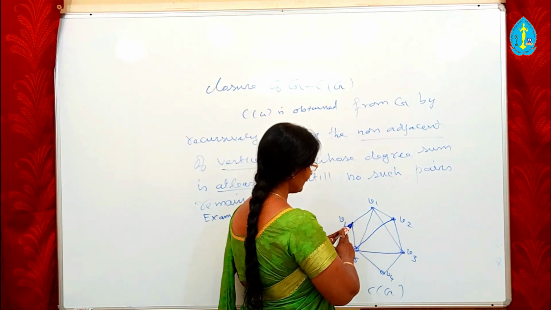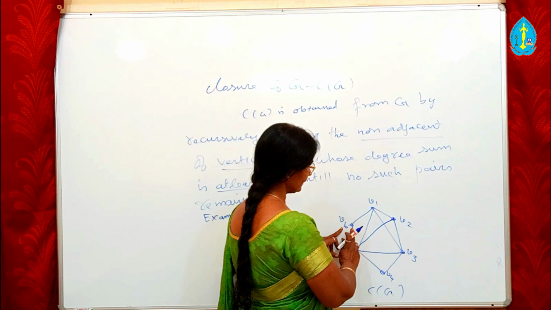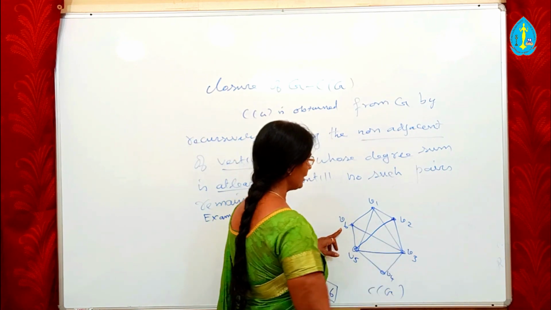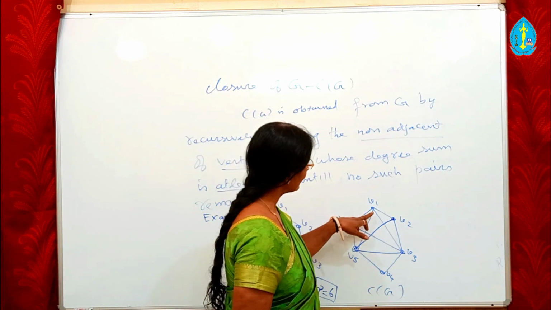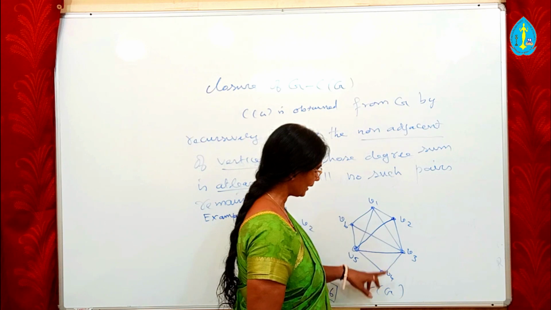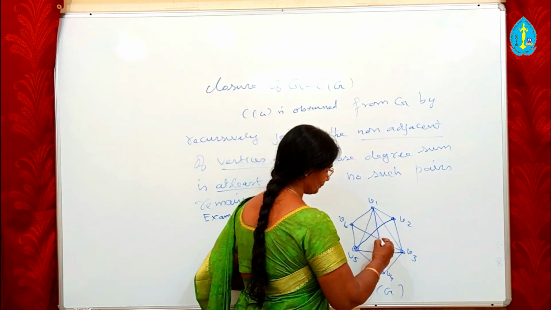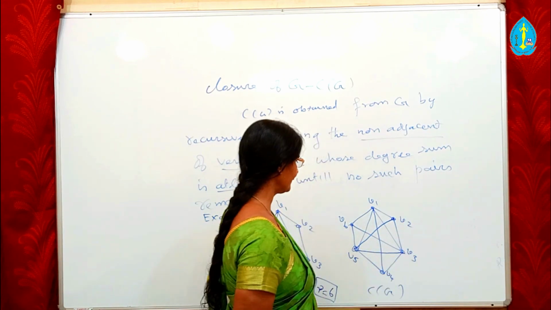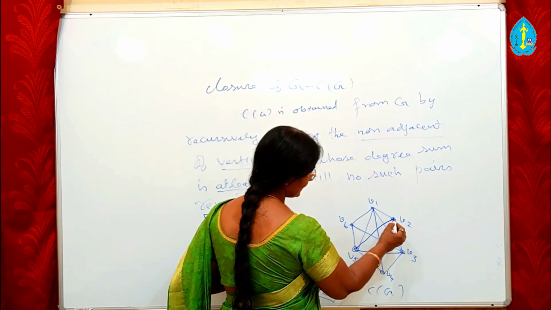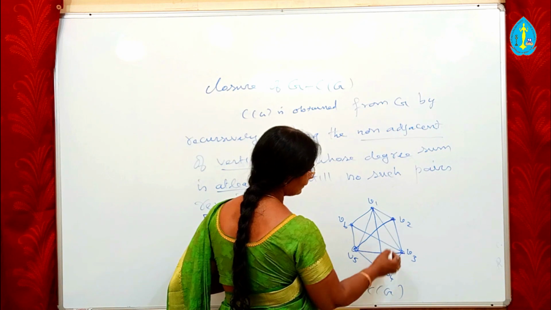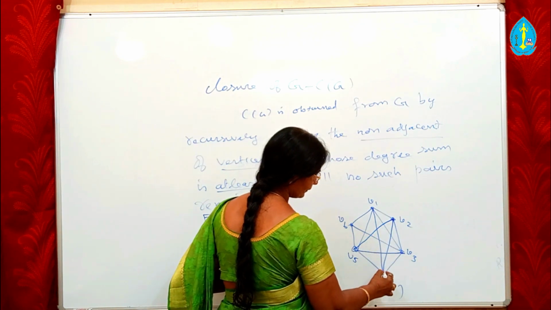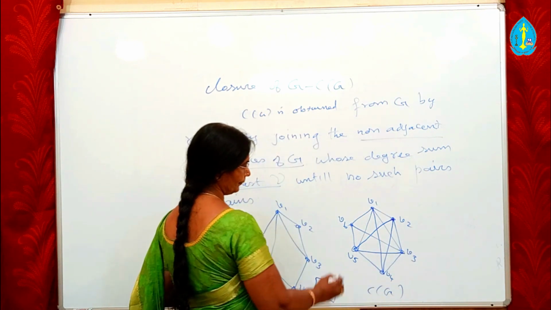In a similar way, V6 and V3 are non-adjacent. Their degree sum is 2 plus 4, 6, and we join the edge V3 and V6. Here the degree of V1 is 4 and the degree sum of V1 and V4 is 6. Therefore we join the edge V1, V4. Now we consider the vertices V2, V4. They are non-adjacent and their degree sum is 6. We can join V2, V4.